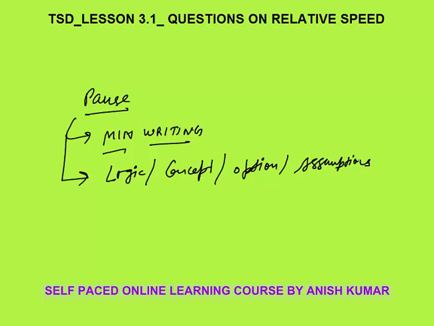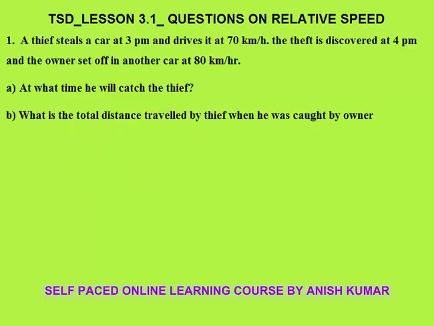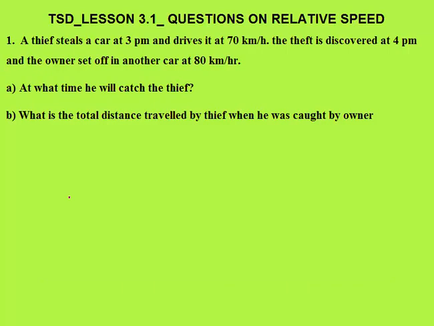The first question I'm going to discuss is this: a thief steals a car at 3 p.m. and drives it at a speed of 70 km per hour. The theft is discovered at 4 p.m. and the owner of the car sets off to catch the thief in another car at a speed of 80 km per hour. At what time will he catch the thief, and what is the total distance traveled by the thief when he was caught by the owner?